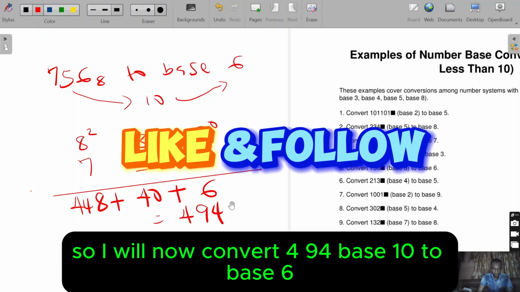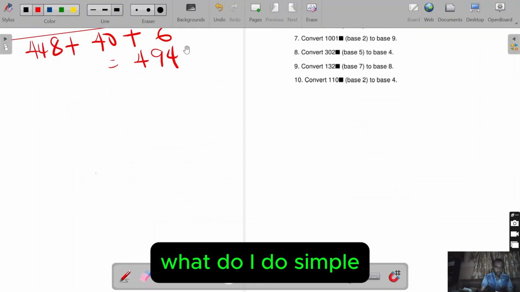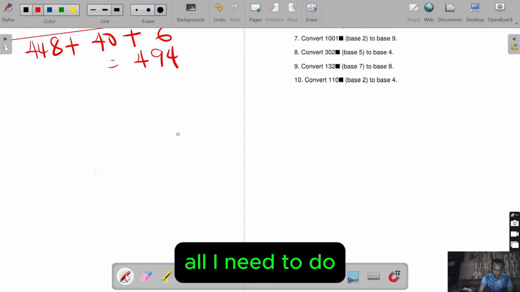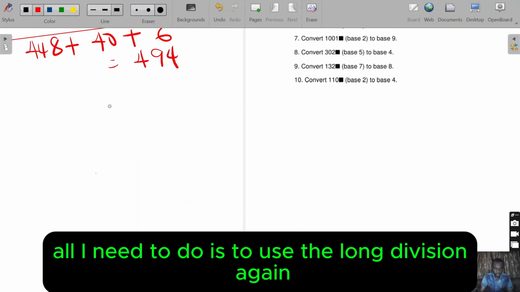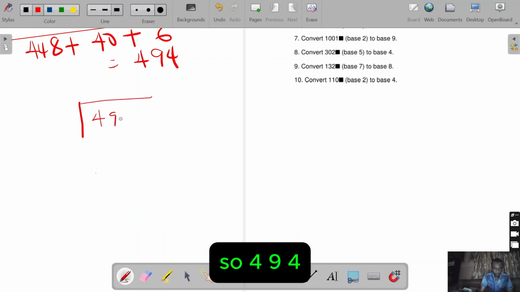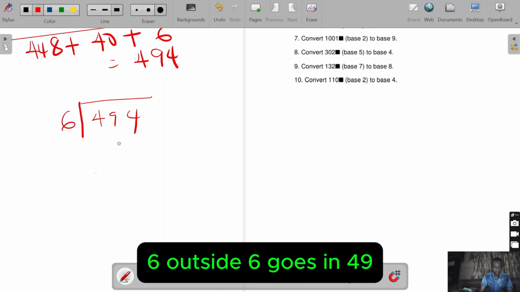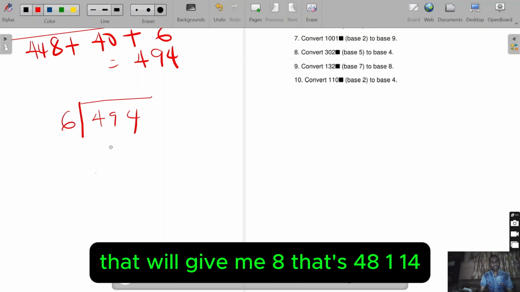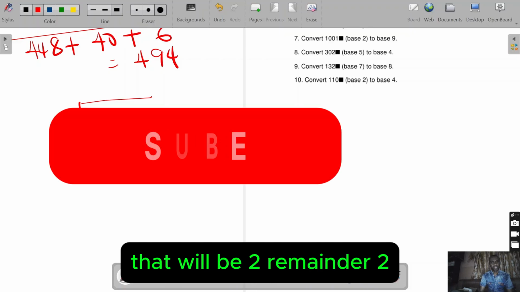So I will now convert 494 base 10 to base 6. What do I do? Simple. All I need to do is to use the long division again. So 494, 6 outside. 6 goes in 49, that will give me 8. That's 48, 1, 14. That will be 2, remainder 2.